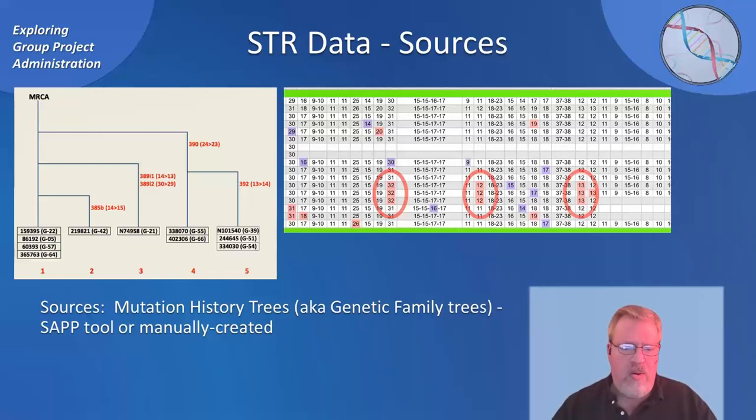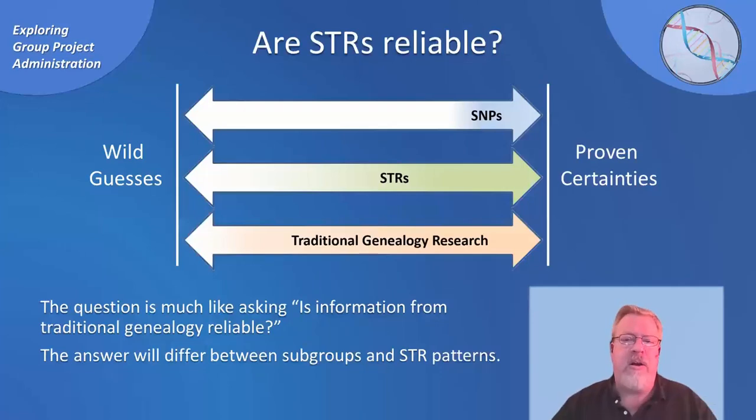So when we look at, are STRs reliable? I usually say SNPs are very reliable. This is my time scale, or my scale of reliability from wild guesses all the way over to proven certainties. SNPs are usually reliable. There is some variation in them because, as I said, the bottom of the tree can change. That doesn't mean they're not reliable.